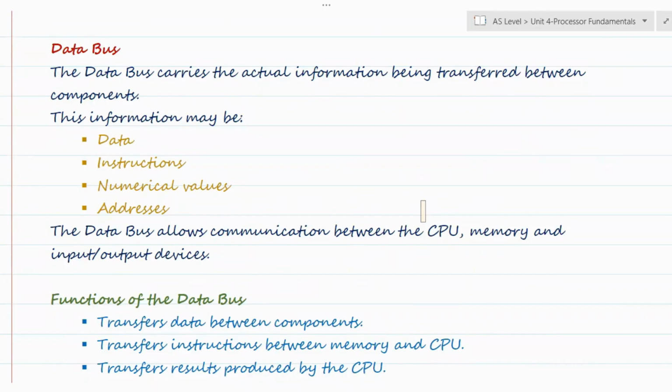Once the computer knows where the data is located, the actual information must be transferred. This is the job of the data bus. The data bus carries the actual information being transferred between components. That information may be data, instructions, numerical values, addresses. Okay. The data bus basically allows communication between the CPU, memory, and input-output devices. While the address bus provides the destination, the data bus carries the actual content.